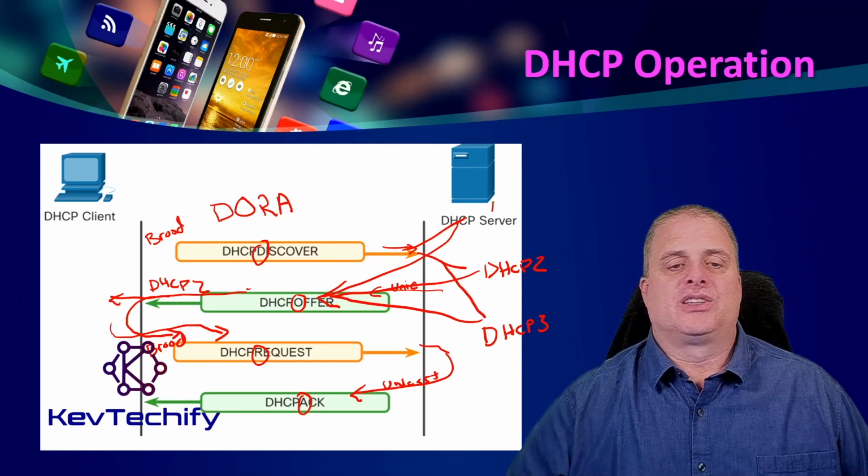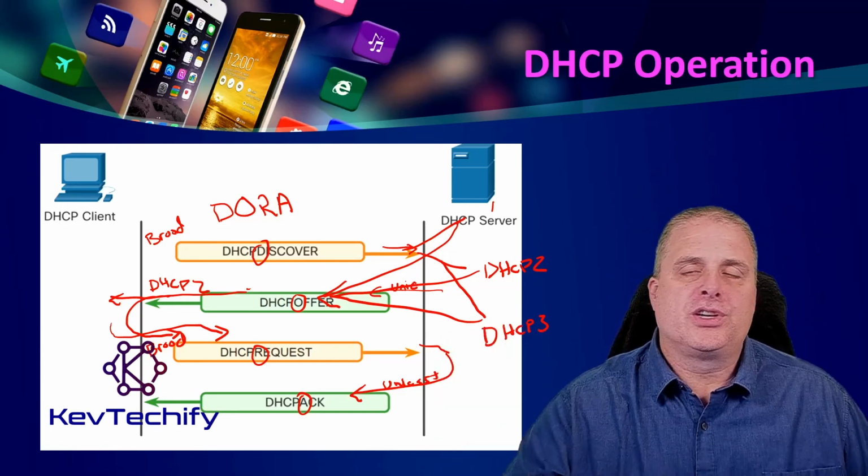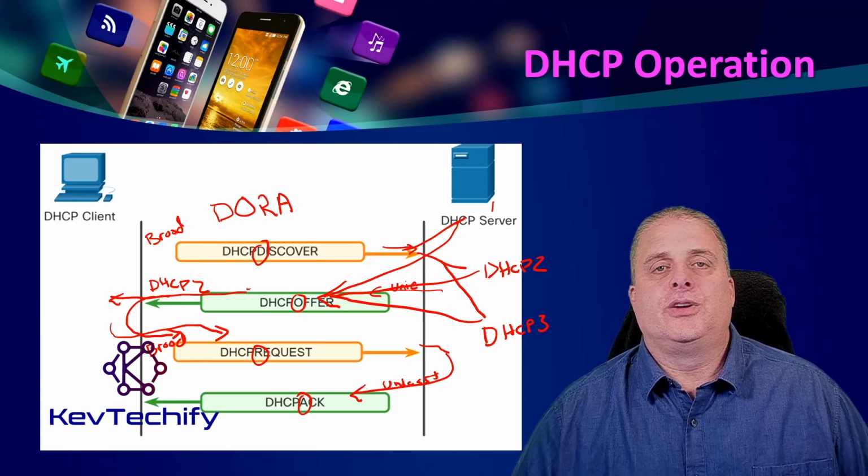We're going to send out that discover. We're going to get an offer back. We're going to officially request it, and then they're going to acknowledge it.